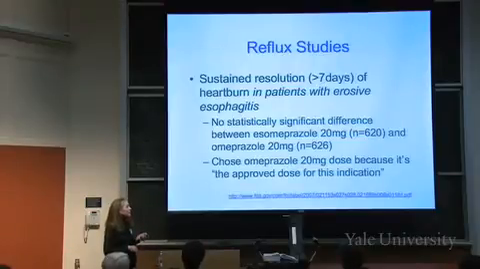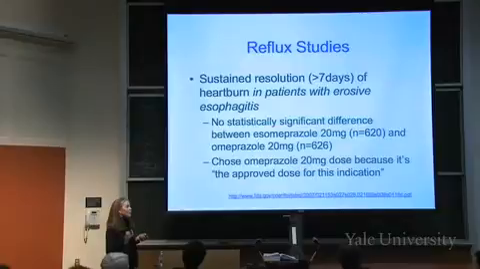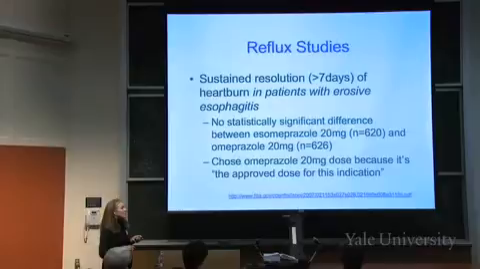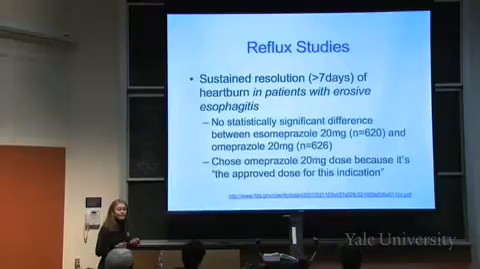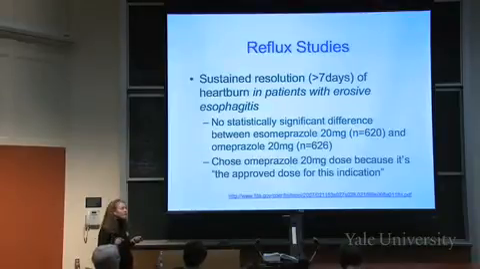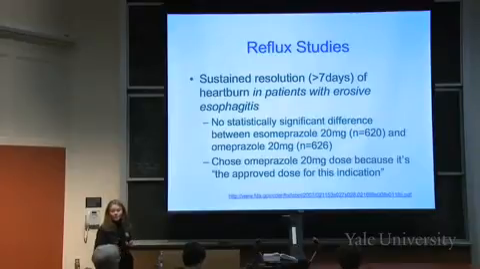So this was in a group of patients, a particular patient population with already established erosive esophagitis. Sounds pretty bad. It's pretty uncomfortable. They studied these patients with Esomeprazole and Omeprazole at similar doses with similar numbers of patients in both arms. They found no statistically significant difference in the symptoms of heartburn, sustained resolution of heartburn symptoms in this group of patients. Now, if you read the Esomeprazole package insert, they state that they chose Omeprazole 20 as the competitor dose because it's the FDA-approved dose for this indication, which it is.